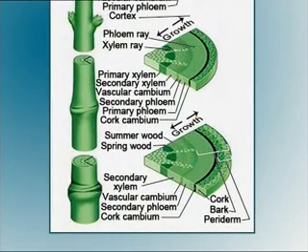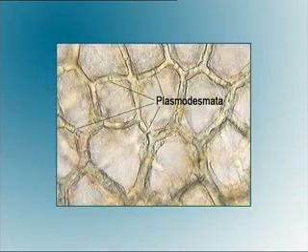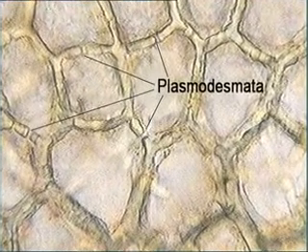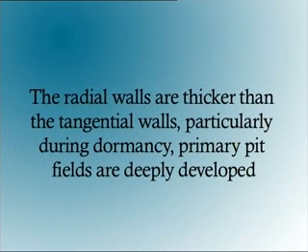The cambial cells are highly vacuolated. Their walls have primary pit fields with plasmodesmata. The radial walls are thicker than the tangential walls, particularly during the dormancy, and primary pit fields are developed deeply.